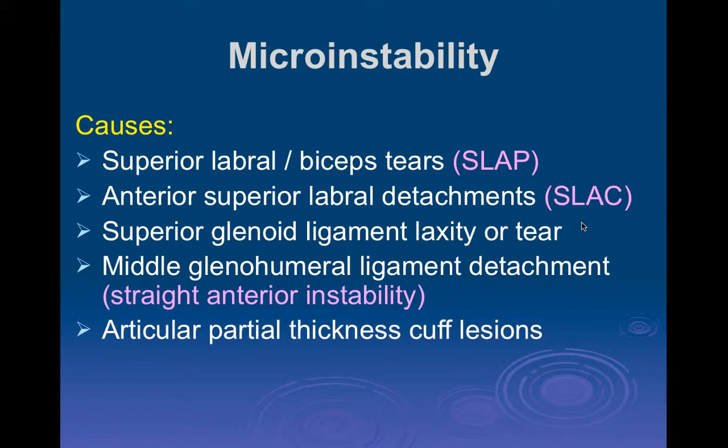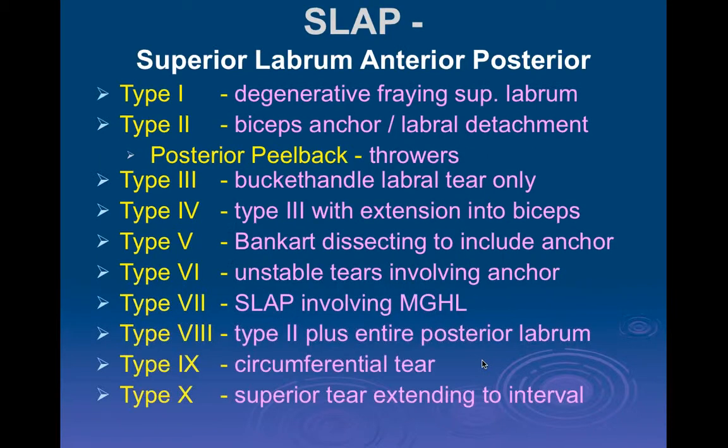And again, I don't think these designations should really be in a report. I think you need to describe your findings in the report. And you can get laxity, you can get involvement of the middle glenohumeral ligament, which we'll talk about. And then these are often associated with partial tears of the cuff, in which case you're really in that anterior superior area, around the rotator cuff interval, and those are often the kind of lesions we talked about when we talked about biceps disease in this area.